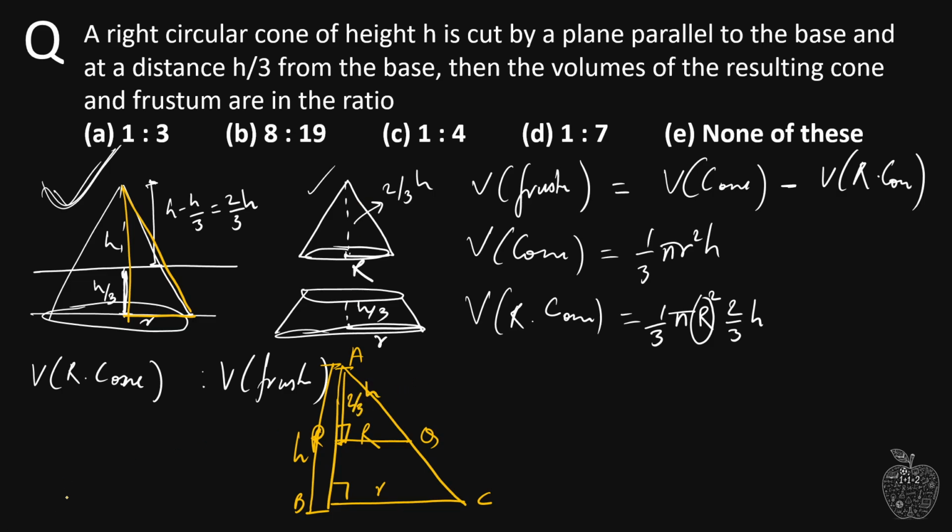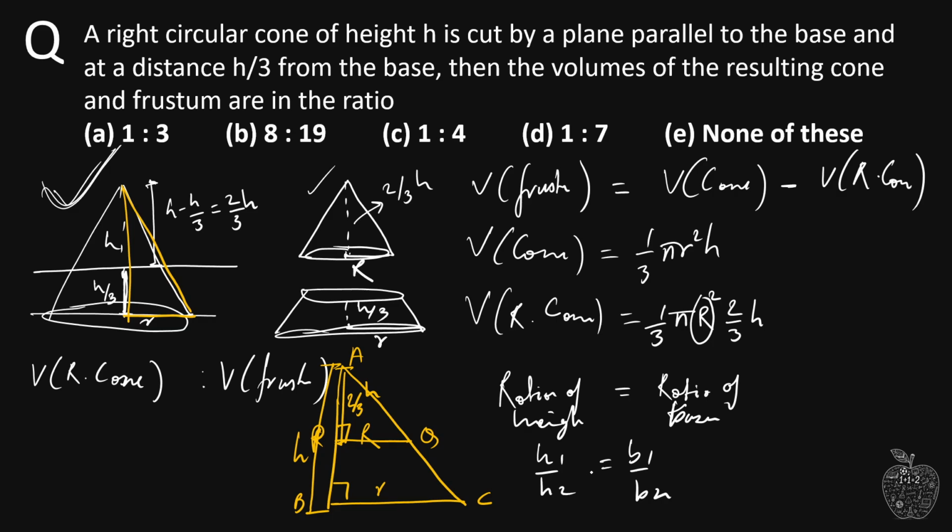Now if we recall the teachings from the chapter on similarity, whenever there are two similar triangles, the ratio of the heights is equal to the ratio of the bases. We have learned this in school. The formula looks like h1 by h2 is equal to b1 by b2. I hope you can recall this. So using this, we can find the value of r here.